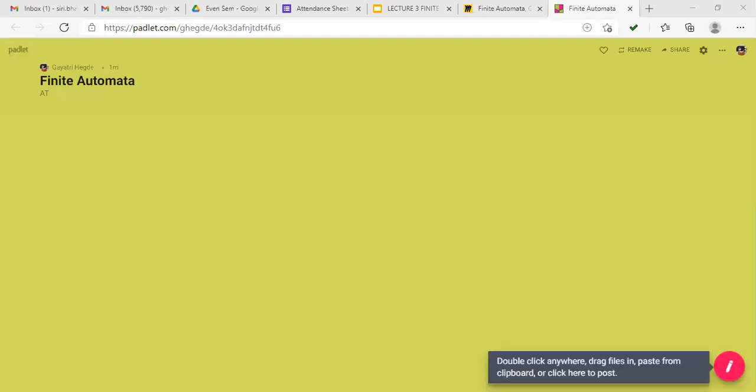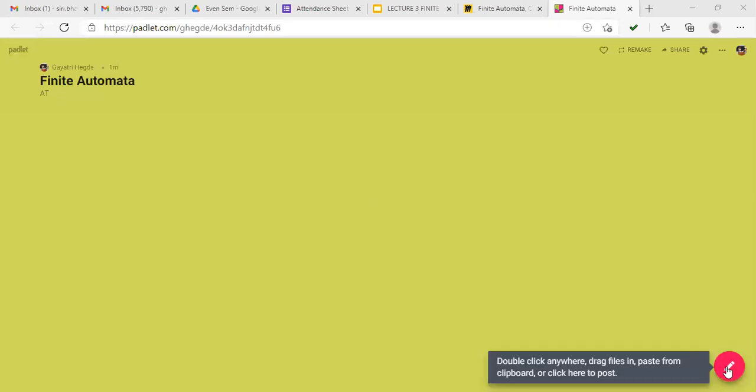It is a Padlet link. You can upload your answer on the Padlet. You have to click on this. Students, I hope you can see my screen, the Padlet screen. Okay, you have to click on this. Have you used Padlet before? No, ma'am. Okay, you just open it with the link.